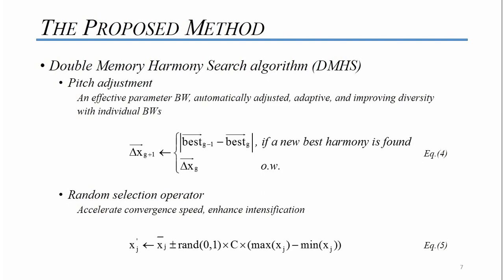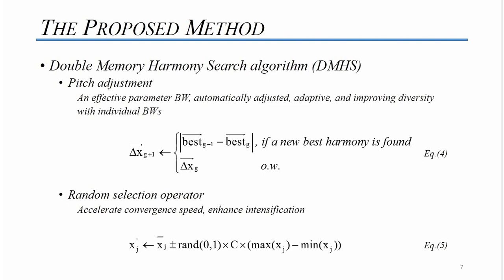So, in order to choose a suitable value, we use the differences between the last best harmony and the new best harmony as the next generation of the bandwidth when a new best harmony is found. Also, by using this method, each decision variable will have an individual bandwidth which is useful to keep diversity.